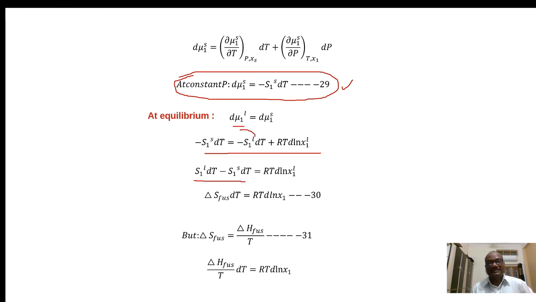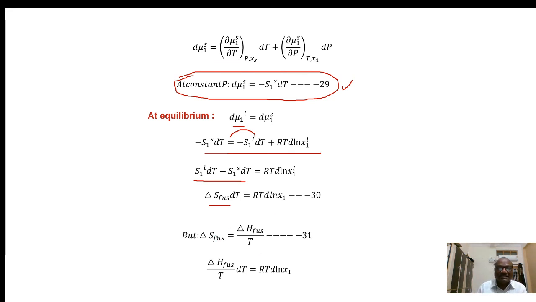S1L minus S1S is nothing but ΔS fusion. What is ΔS fusion? It is the molar entropy change of fusion. So the molar entropy change of fusion times dT is equal to RT d log x1.